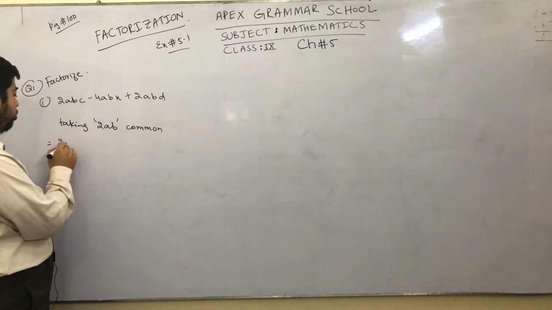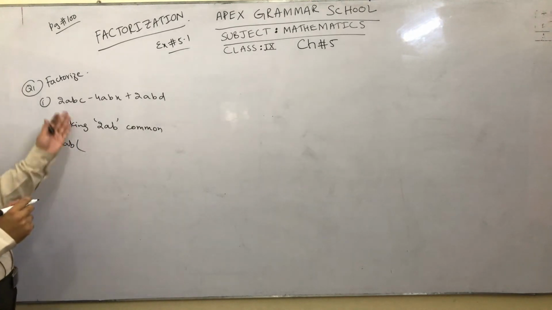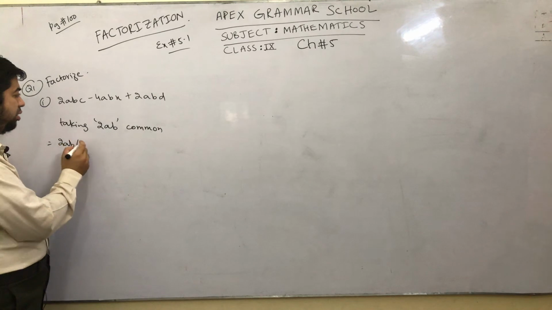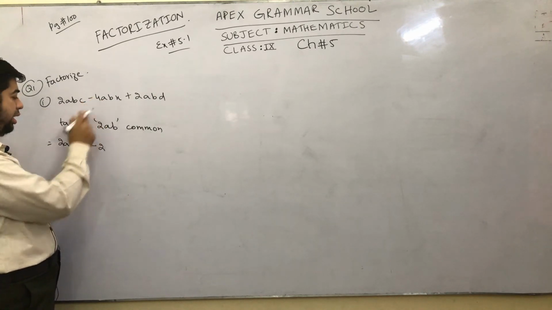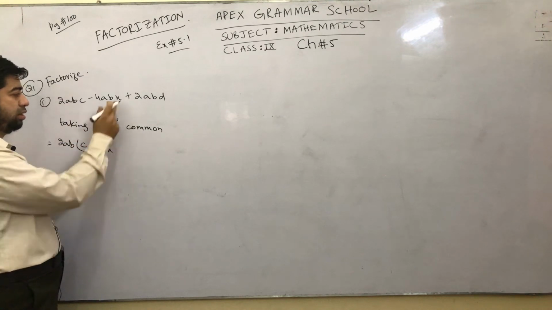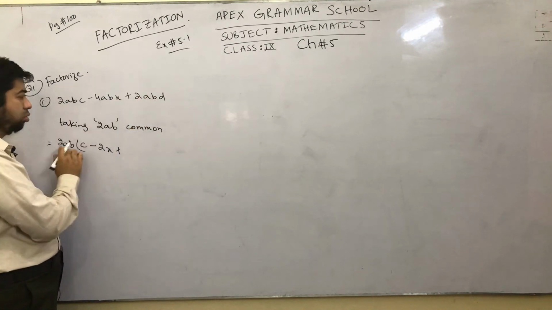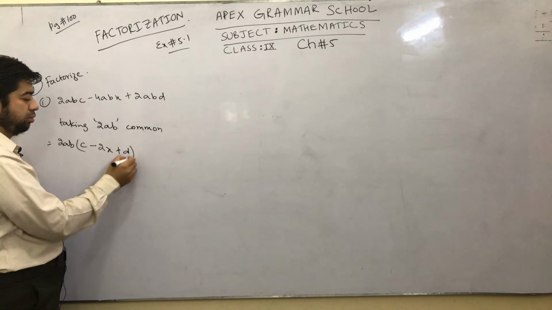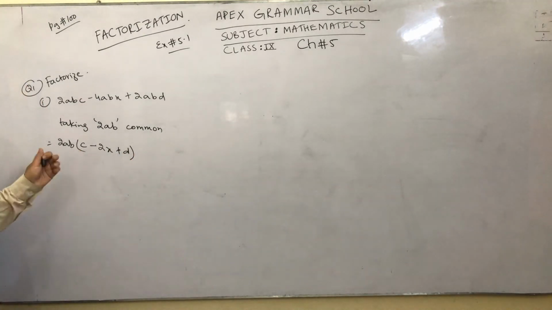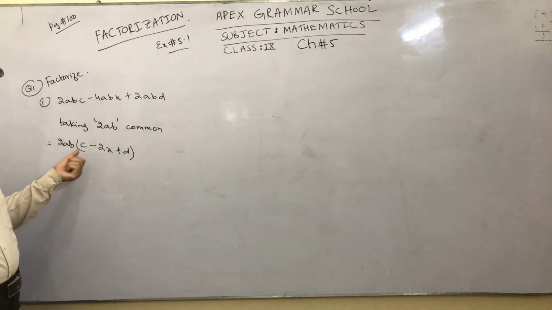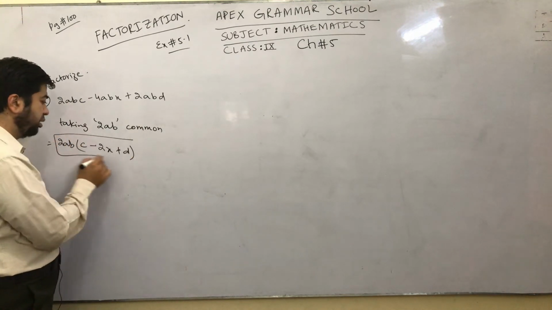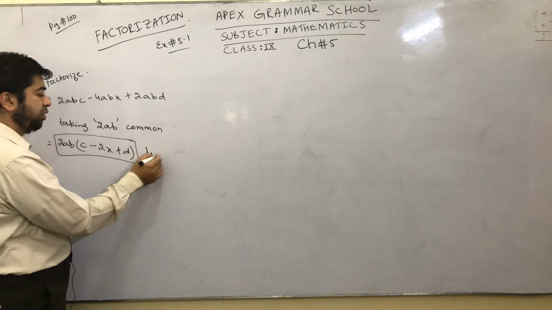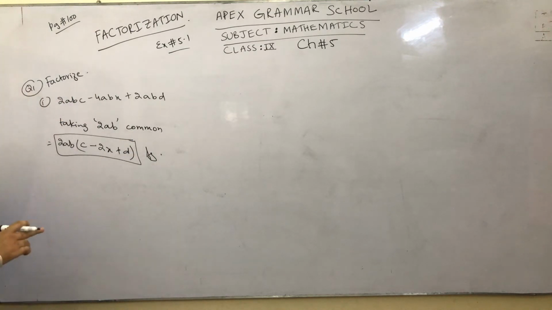So after taking 2ab common, which things are left? That is c minus 2 2s are 4, so 2a is outside here, b is outside here, so x is left, plus 2ab outside here and d. So you can see that after taking common, c minus 2x plus d is left here. So this is basically the answer after getting its factorization. That's it.